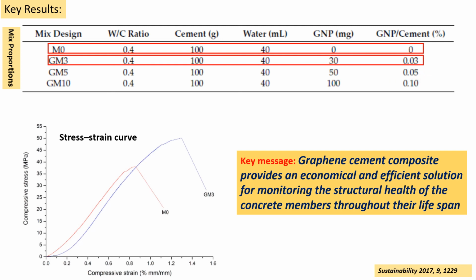GM3 means 0.03% of GNP, GM5 means 0.05, and GM10 means 0.1. I think the least percentage of graphene material they use is 0.03, which is GM3, and the highest they have used is 0.1. So again, I am emphasizing that one needs to use graphene material at a very, very low dosage, less than 1%.